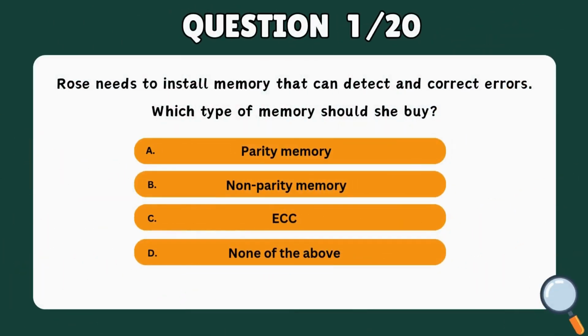Question 1. Rose needs to install memory that can detect and correct errors. Which type of memory should she buy? A. Parity memory. B. Non-parity memory. C. ECC. D. None of the above.